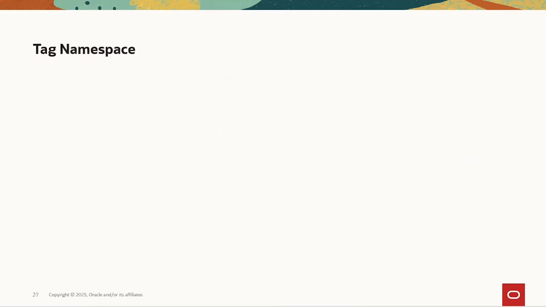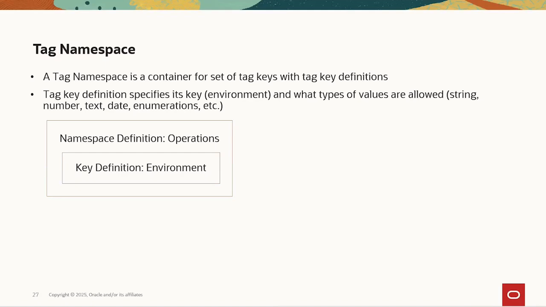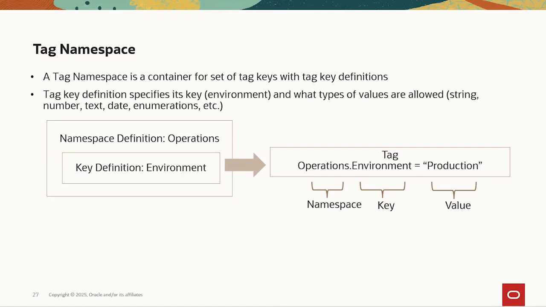Let's talk about the defined tags and how they can be used. With defined tags, we have something called a tag namespace. It's a container where you would have your tag definitions, tag keys, and then you would be able to assign those tag definitions to your resources. Let's take an example. We have a namespace called operations, and then we create a key definition known as environment, right? Now, what would my tag be in this case? It would be operations.environment, and then there is a value. This value could be predefined, like production, dev, UAT, or you can just type this value.